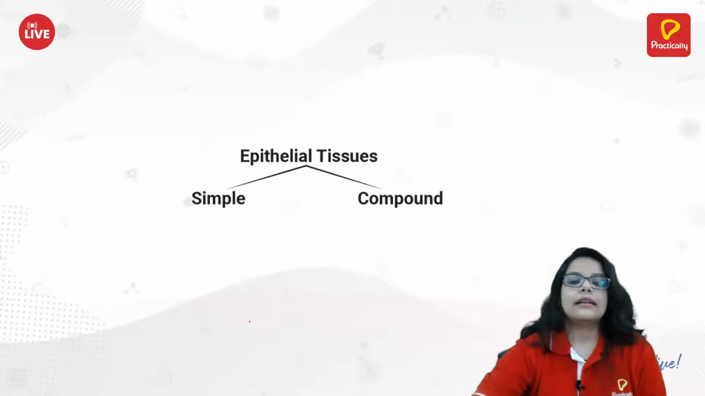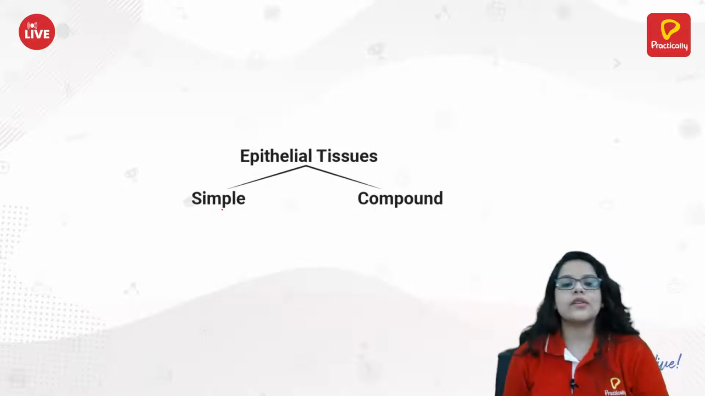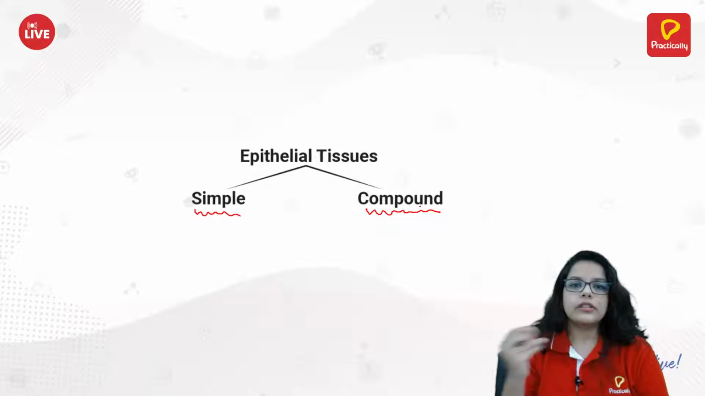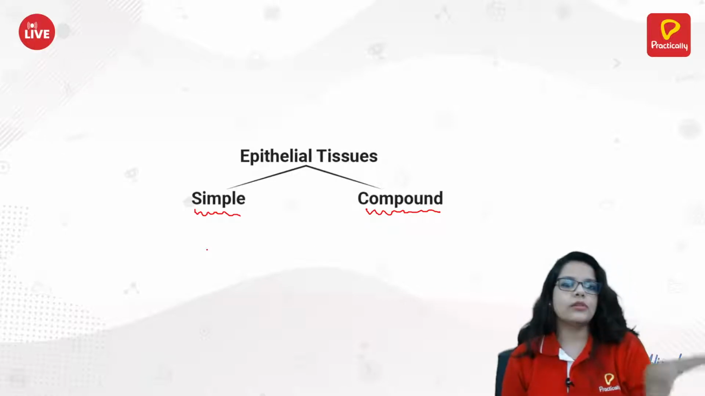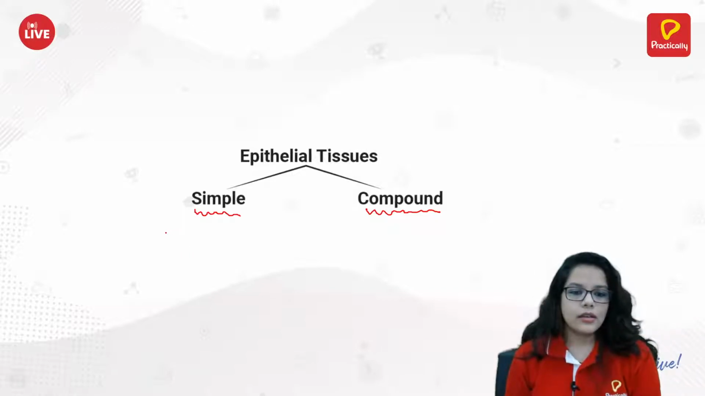Okay, now epithelial tissues are of two kinds. There is simple tissue, having a similar kind of cells, and compound tissue, which has different kinds of cells. So simple can actually be divided into a lot of different types. Okay, there is simple squamous.